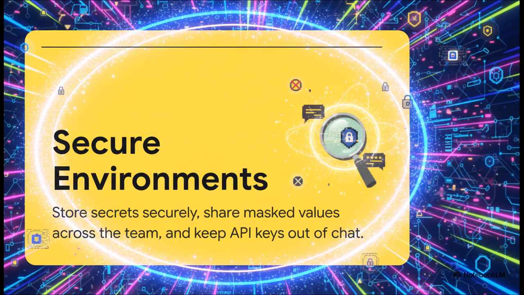I really want to zoom in on one specific feature, though, secure environments. This is so important because it solves a massive security risk. Instead of pasting API keys into Slack or Teams, you store them securely in the vault. Your team gets to use them as masked values, but the raw secrets are never actually exposed. That alone is a total game changer.